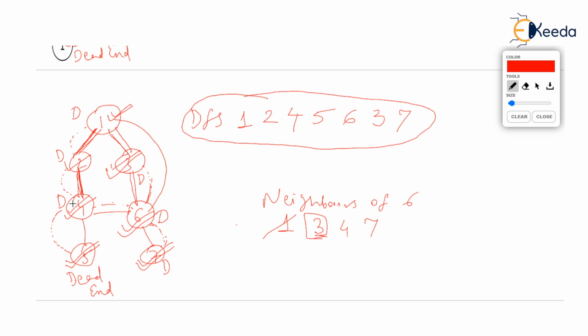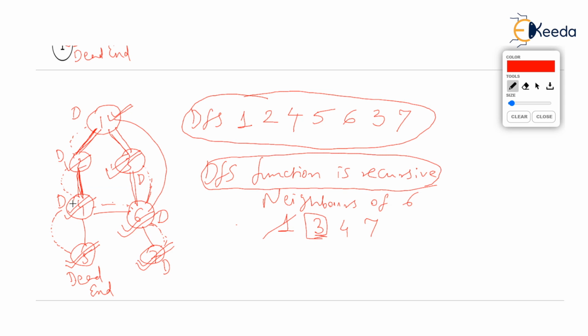Okay, the cautious and attentive readers and listeners might have understood that the DFS function is going to be recursive. Inherently, it is a recursive function. Think over it. Anyway, we are going to see that recursive function where we will reason out why DFS should inherently be a recursive function. Although we can write a non-recursive version of DFS also. Any recursive function can be written as non-recursive and vice versa. But DFS is best written using recursion.